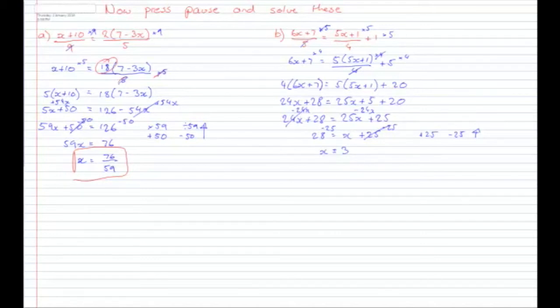Okay, and then I just moved the x's around by subtracting 24x over to here, making sure I ended up with a positive x then. Okay, so that ended up with being x, and 28 and 25, so I subtracted 25 over to here, leaving with x equals 3.